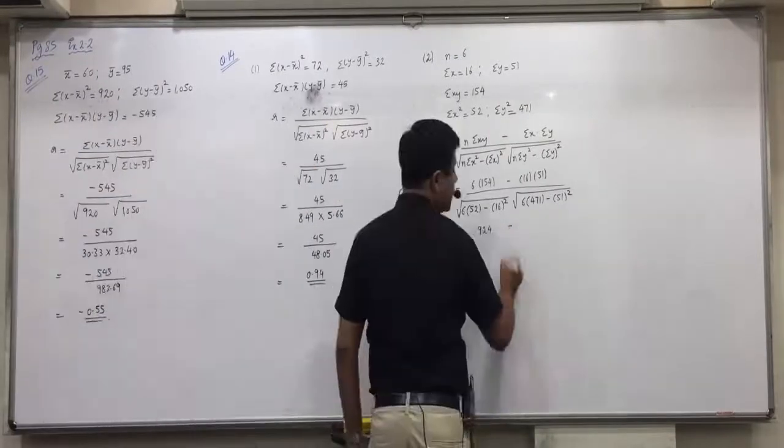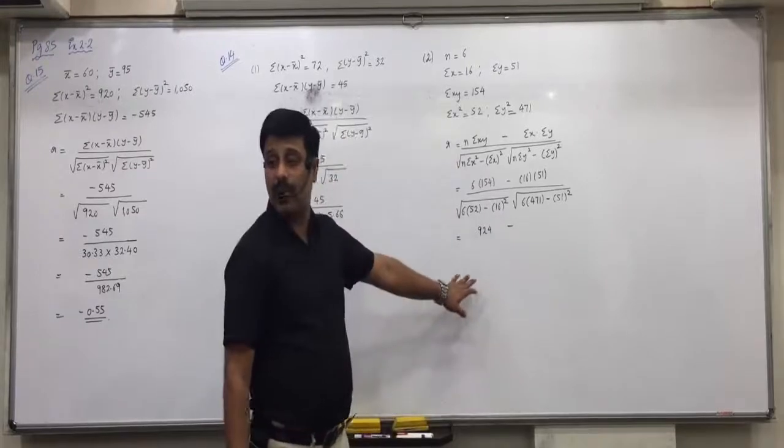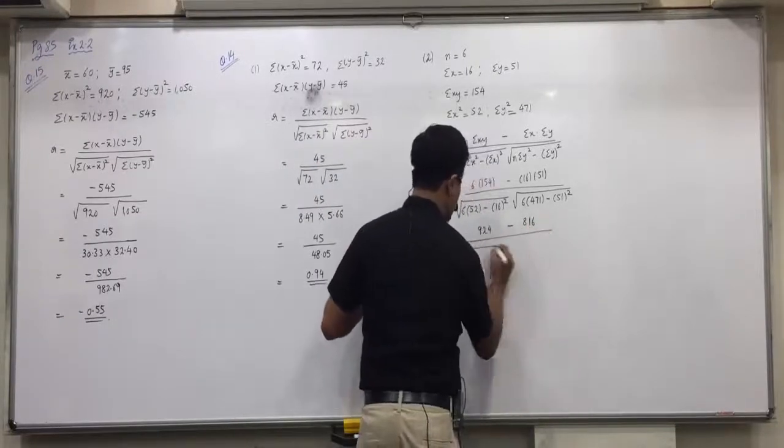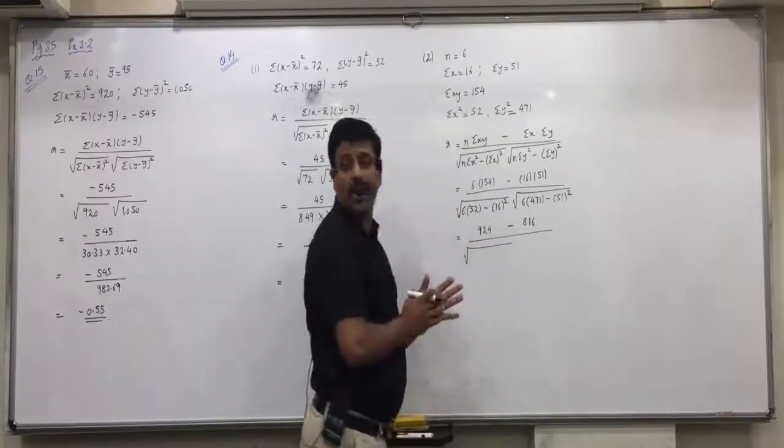Further, 6 into 154 is 924 minus 16 into 51 is 816, upon square root of. Stop talking in between.